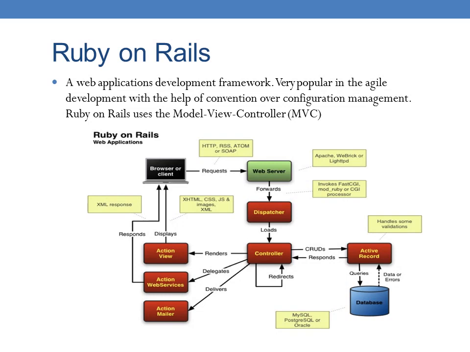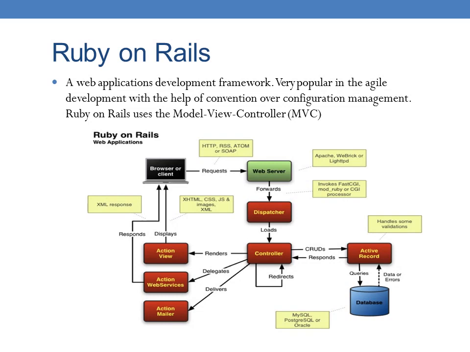Last one is Ruby on Rails. A web application development framework very popular in agile development, with the help of convention over configuration. Ruby on Rails uses the model view controller. Model view controller is fully front end, having the communication with the user. So they can first develop the code. Using that code it will provide some component. The component is going to interact with the client, only activating that component.